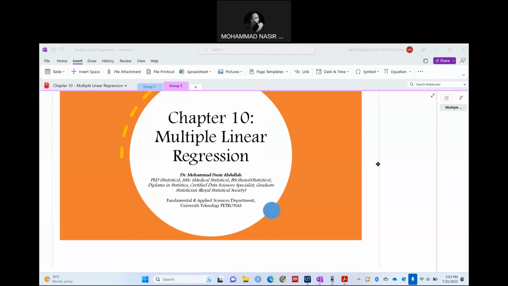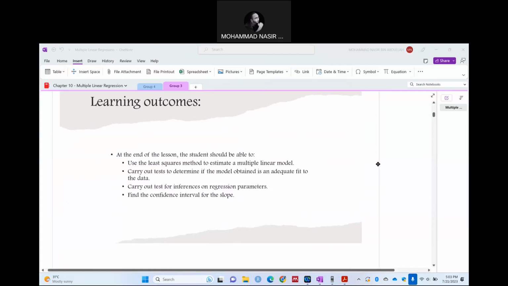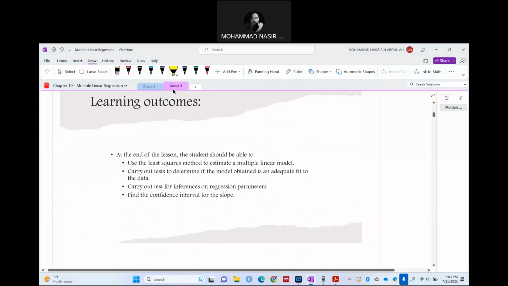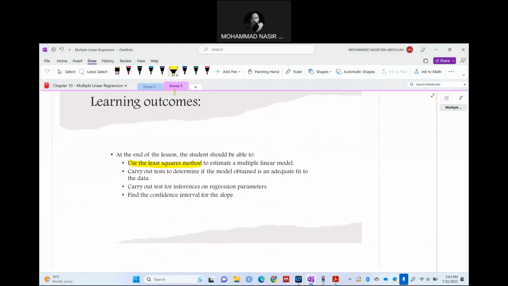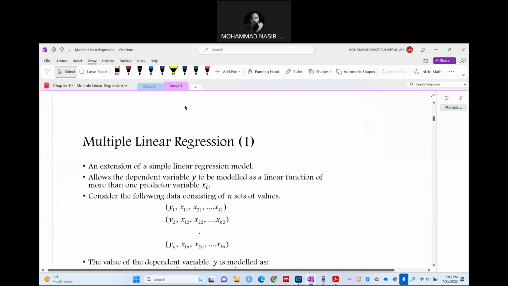For multiple linear regression, the learning objective is that at the end of this lesson, you should be able to use the least square method to estimate a multiple linear model. It's the same method as in simple linear regression, which is the least square method. Next, you should be able to carry out tests to determine if the model obtained is an adequate fit to the data, and carry out the test for inference on regression parameters. So that is the objective.